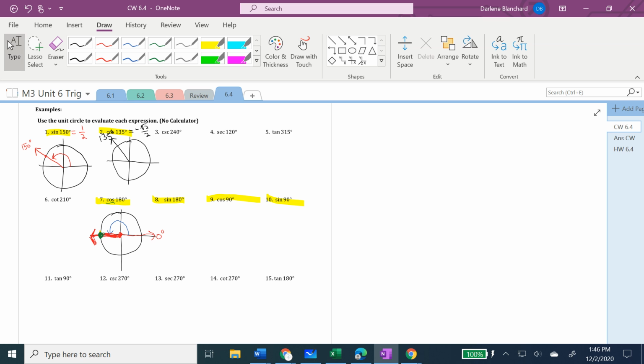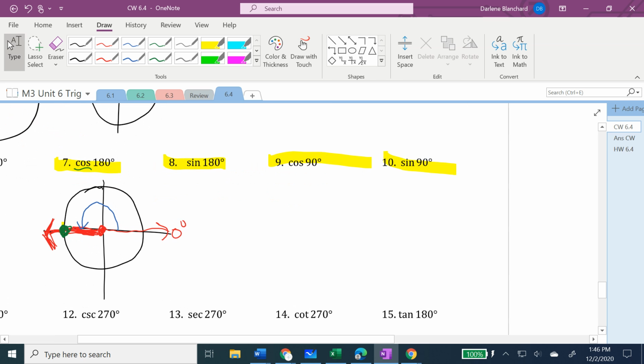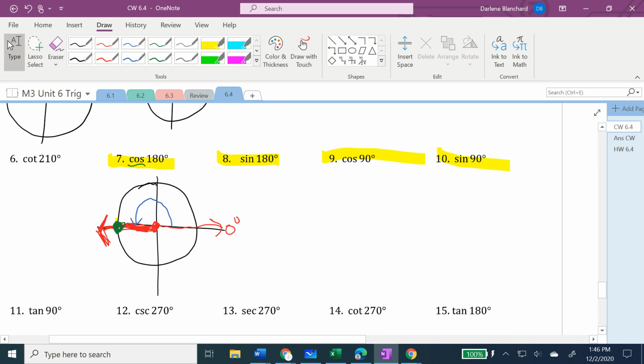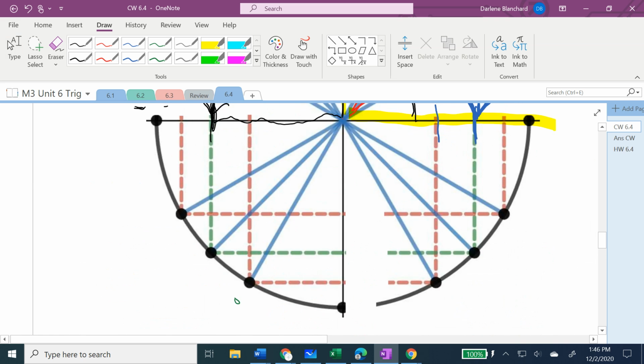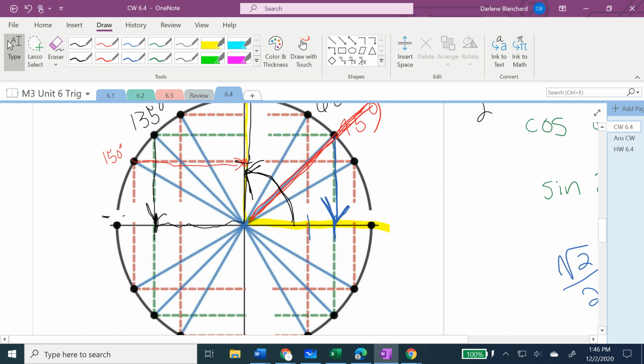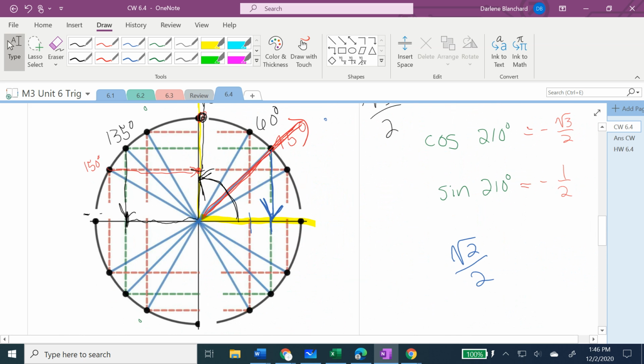And since there's so few people, you can feel free to speak. Anyone see it? This green dot right here, what is its x-coordinate?